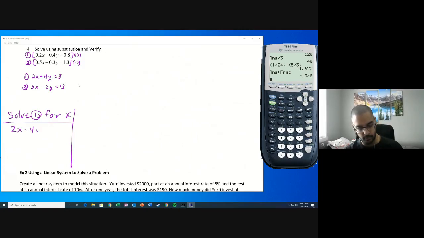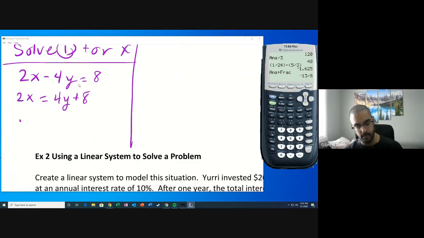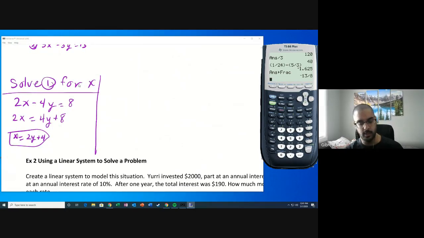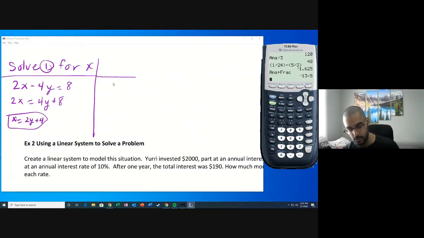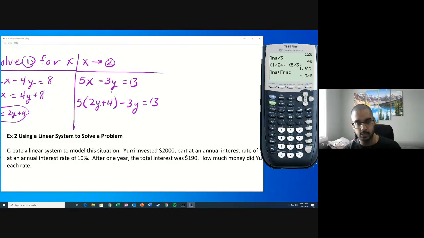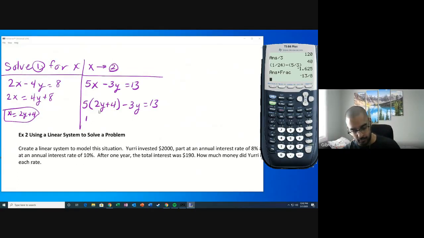So 2x minus 4y is equal to 8. That means 2x is equal to 4y plus 8, which means that x is equal to 2y plus 4. Since we got that from the first equation, we're going to plug it into the second equation. So x is now going to go into 2. That was 5x minus 3y equals 13. So 5 times (2y plus 4) minus 3y equals 13. Distribute, collect your like terms, and then solve for your variable. So 10y plus 20 minus 3y equals 13.